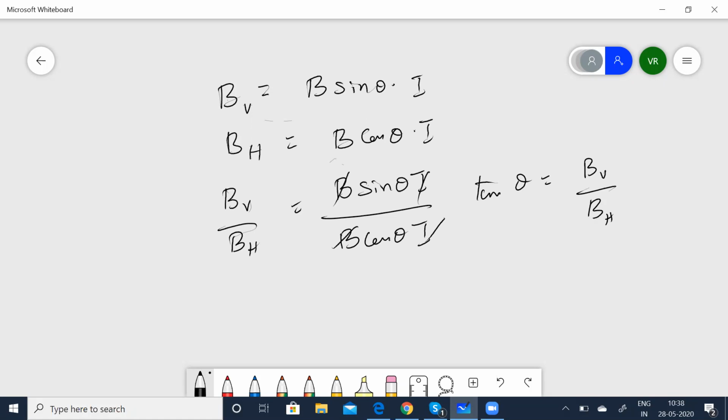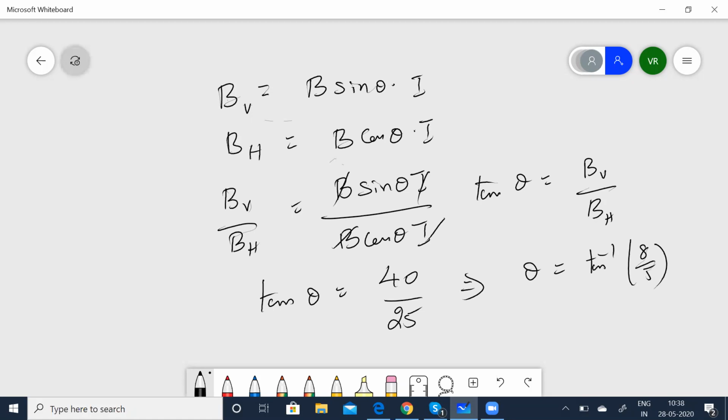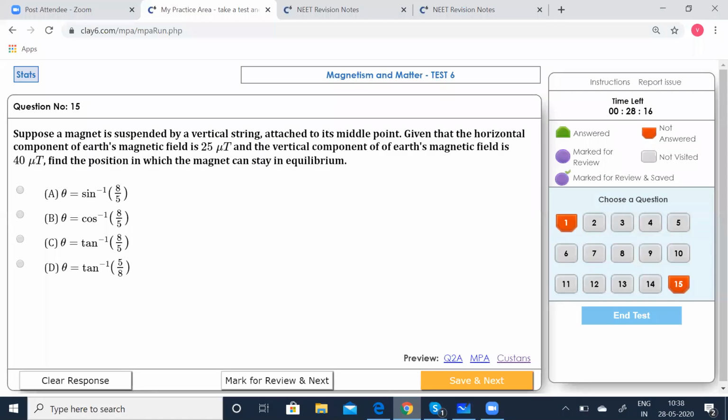Now the value is given: tan theta is equal to BV, given as 40, and BH, given as 25. So substitute. This implies theta is equal to tan inverse of 40 by 25, which is 8 by 5, since 5 eights are 40 and 5 fives are 25. So tan inverse of 8 by 5. Right. So that's easy.